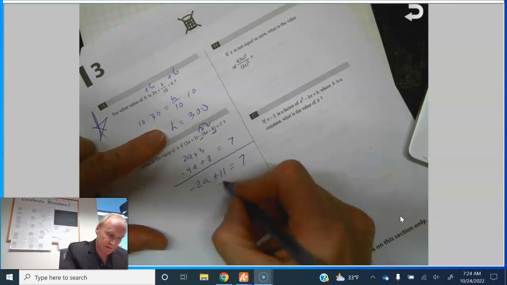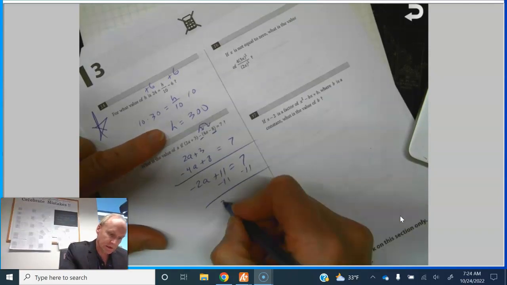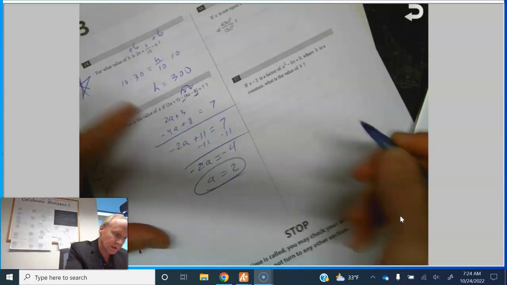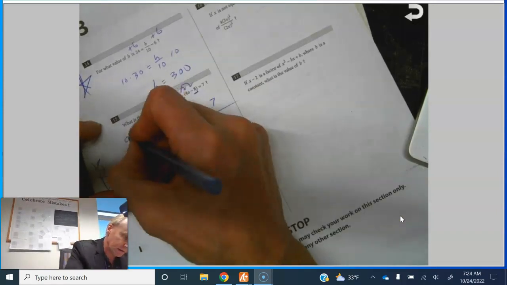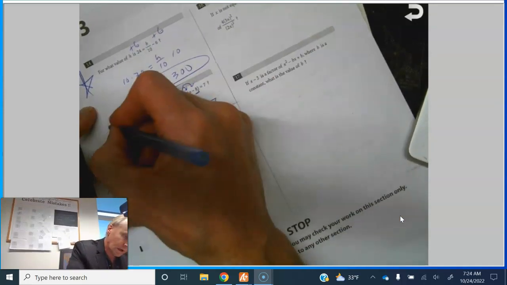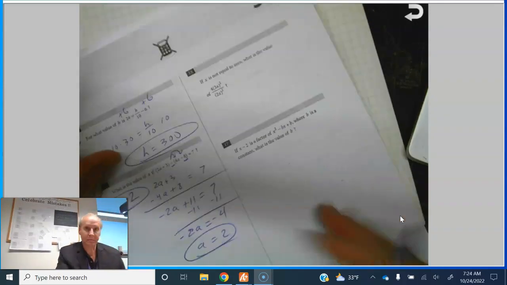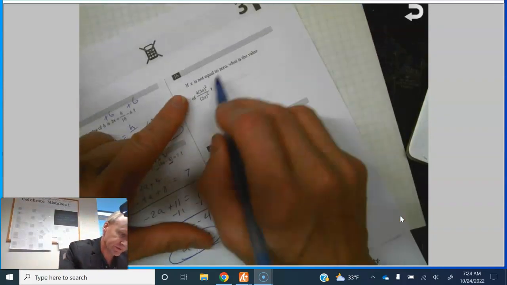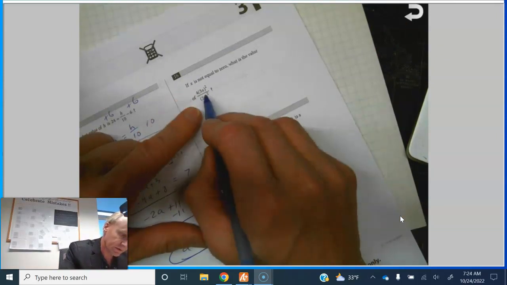We're going to subtract 11. And you get negative 2a is equal to negative 4. And of course, a is equal to 2. Might be a good idea to put that. I'm just going to put a double check on that one. I'm darn sure. But if x is not equal to 0, what is the value of this?